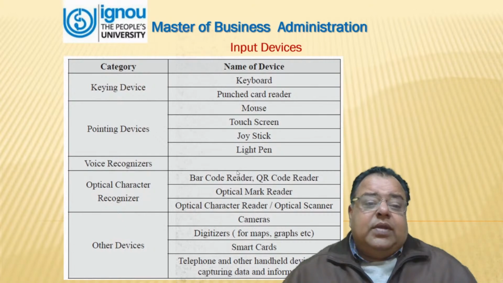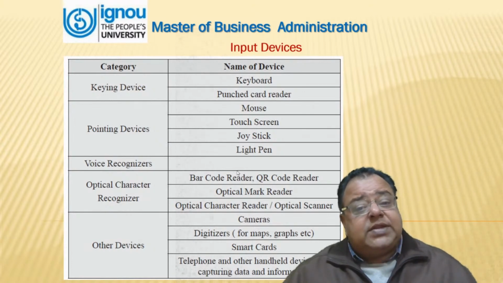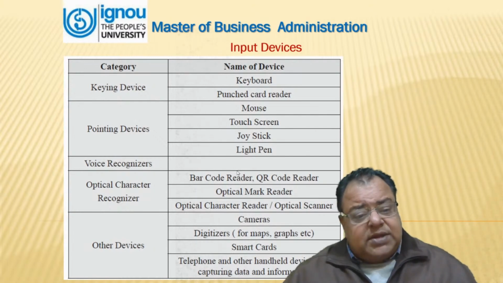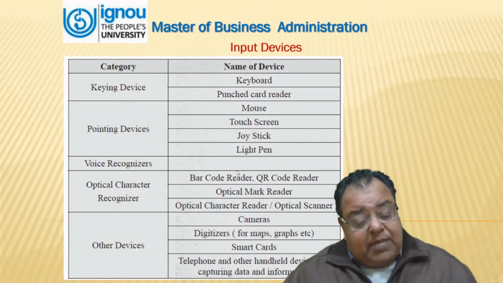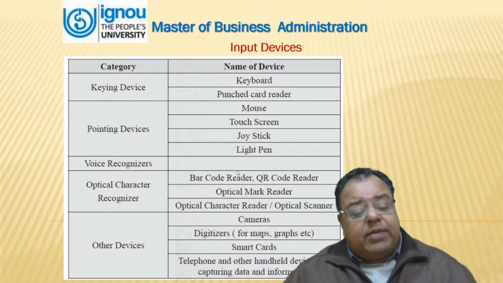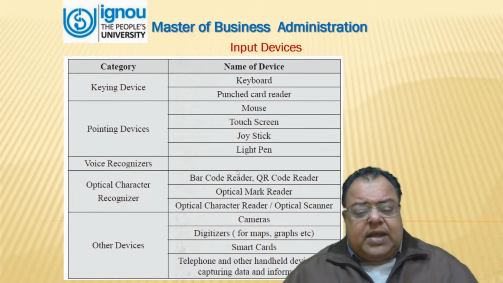You will see the different categories of input devices. Keying devices: keyboard or punch card reader. Pointing devices: mouse, touch screen, joystick, light pad. Voice recognizers, optical character recognizer, barcode readers, QR code reader, optical mark reader, optical character reader or optical scanner. And other devices are cameras, digitizers, smart cards, and telephones and other devices for capturing data and information.